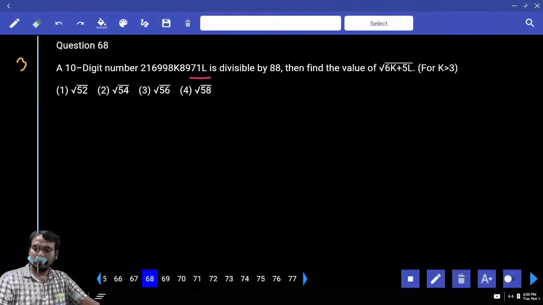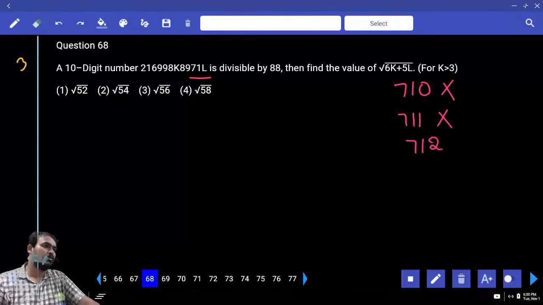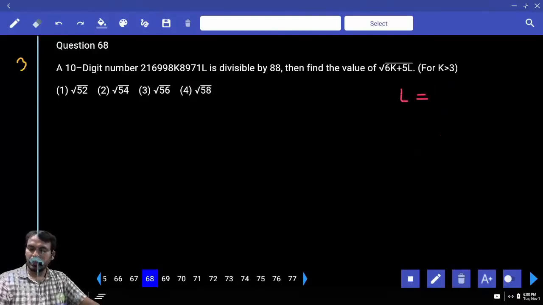71L. Suppose if we write 0, it is 710 or not? It is divisible by 8? No. Next, in place of L we write 1. It is 711. It is divisible by 8? No. Suppose in place of L we write 2. It is 712. It is divisible by 8 or not? Means L must be how much? 2 or not? Then L value is how much? 2. Again we require which one? K value or not? Again we require K value.